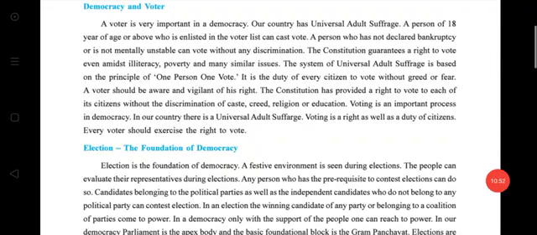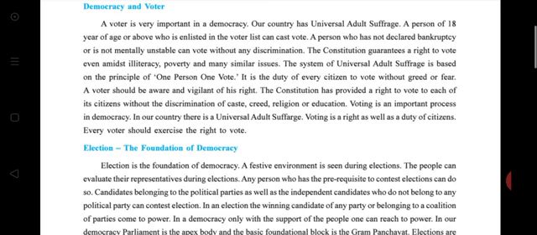It is the duty of every citizen to vote without greed or fear. A voter should be aware and vigilant of his right. It means every voter should have all the information and awareness about voting, and he should vote without any fear.